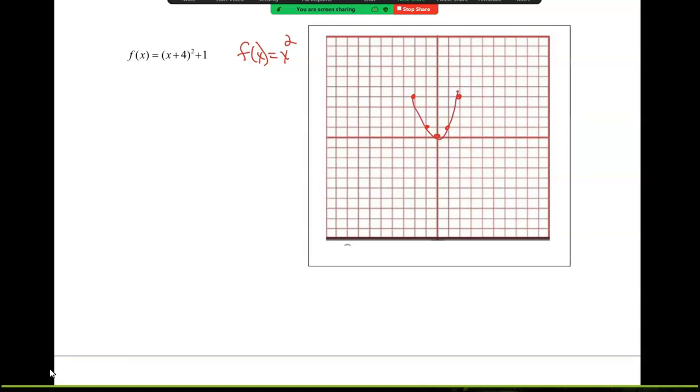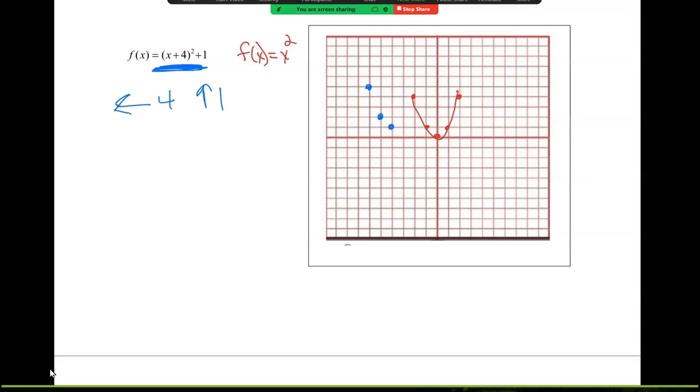I'm going to go blue. And what's happening? Two things are happening. The +4 inside next to my x is going left 4. The +1 outside is going up 1. Start at the furthest point to the left, go left 4, 1, 2, 3, 4, up 1. Left 4, 1, 2, 3, 4, up 1. At the vertex now, left 4, 1, 2, 3, 4, up 1.